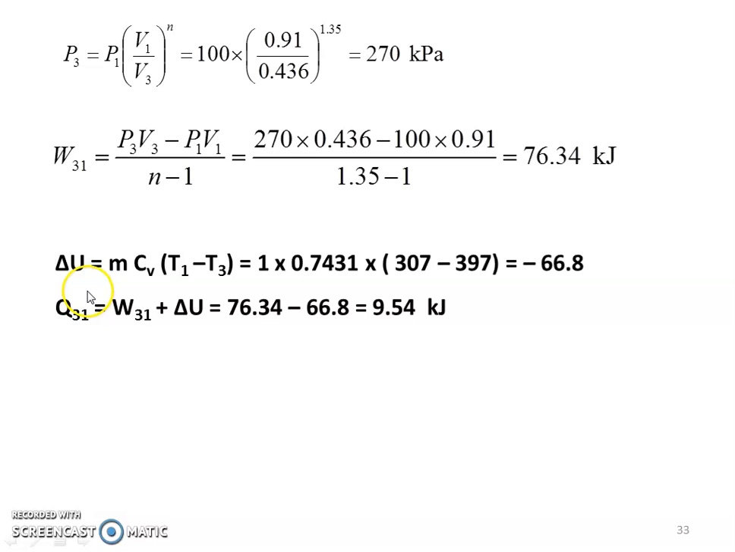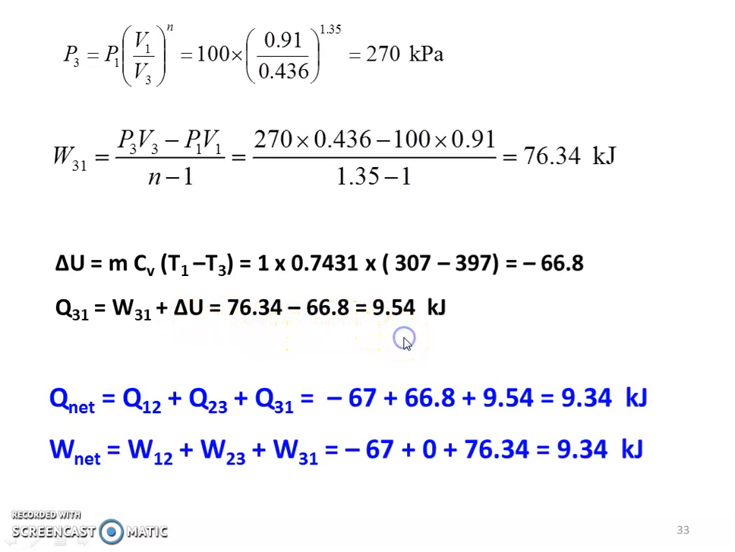So delta U, change in internal energy for the polytropic process, m Cv into T1 minus T3. So 1 into 0.7431 into 307 minus 397 equal to minus 66.8. Q31, heat transfer equal to W31 plus delta U, 76.34 minus 66.8 equal to 9.54 kilojoules.